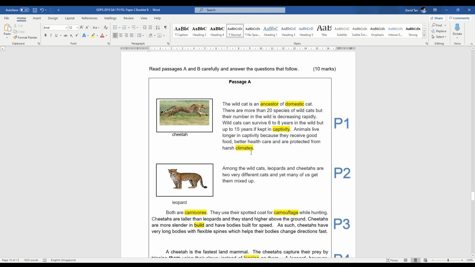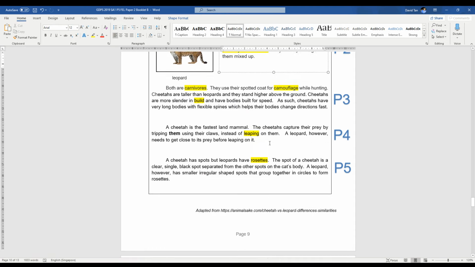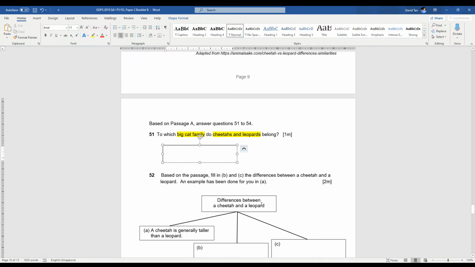Okay, if I read paragraph 1, it says something like the wild cat is an ancestor of domestic cat. This whole paragraph is about wildcats. And it tells me among the wildcats, leopards and cheetahs are two very different cats. So this sentence gives you your answer on what cat family leopards and cheetahs belong to. Please write your answer in the rectangle now, over here on your paper directly. Okay, you can pause the video so that you can write your answers down. I will now move on to question 52.